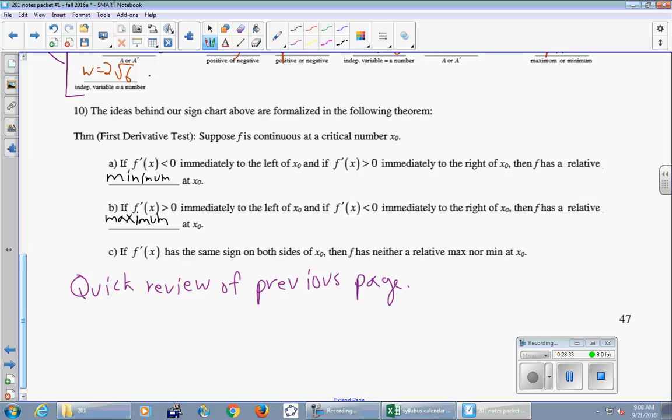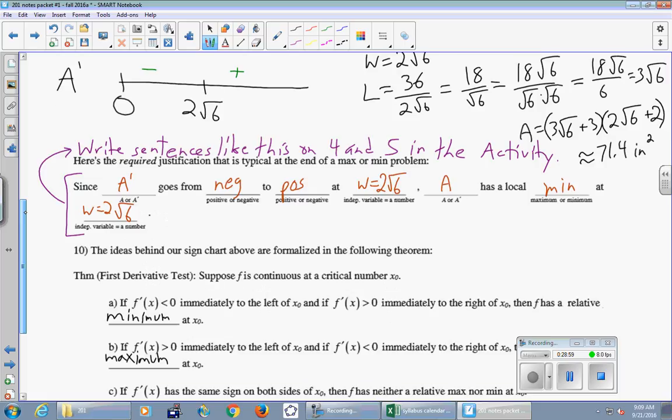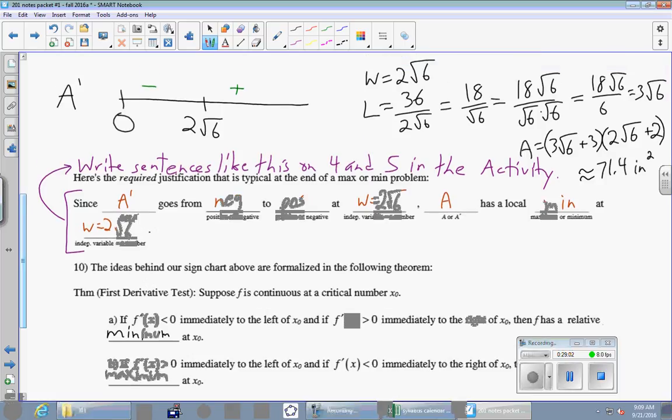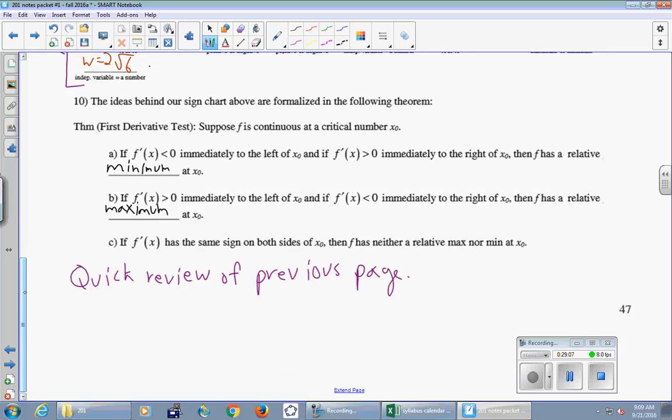And then part C, if f prime has the same sign on both sides of x0, so maybe it's positive to the left and then positive to the right, just briefly horizontal. What are you looking at at that spot? Min or max? Nothing. It's neither, right? And the other way, if it's negative to the left, briefly horizontal, and then negative to the right, still neither. So you might have a sign test where it's plus plus. Your conclusion is no max, no min, nothing. So that's what it says there.